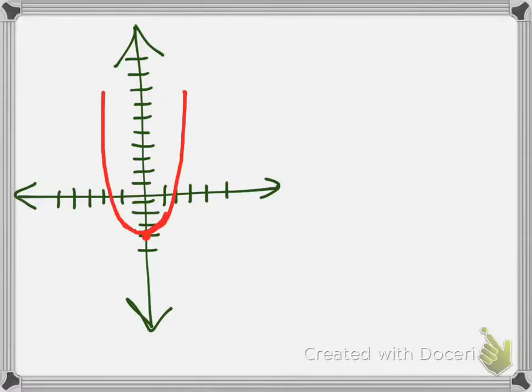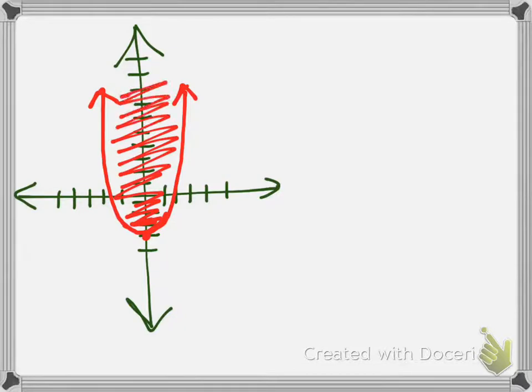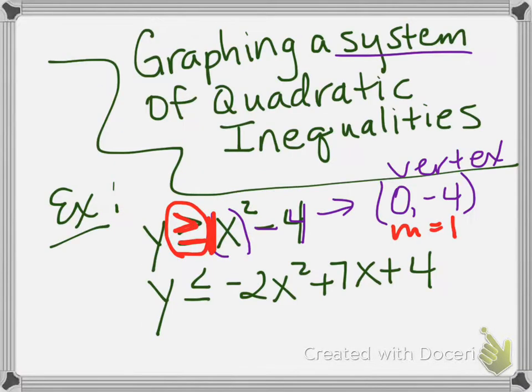Solid graph. Shading above. Shading above means right here. Okay, so shading above on this one means inside. Now let's switch to the other equation.